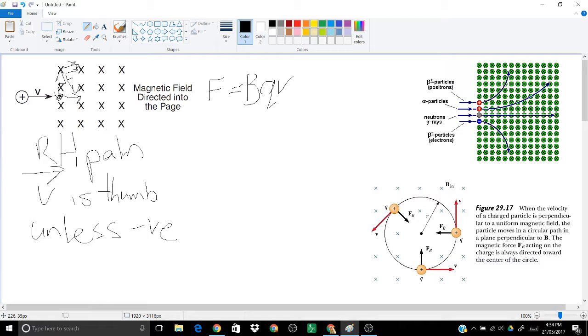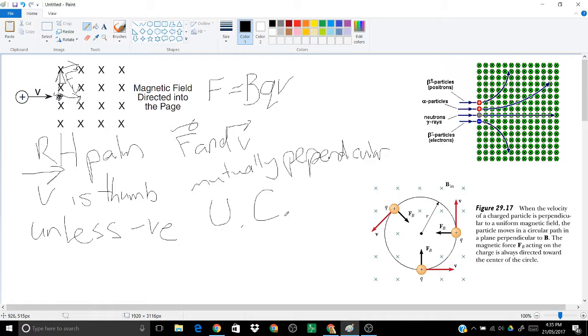What you notice, the key point in this, is that force and velocity are mutually perpendicular. And we've seen that before: uniform circular motion. So if the charge enters a uniform magnetic field at right angles to the field, it will experience uniform circular motion. I have a little diagram of that.